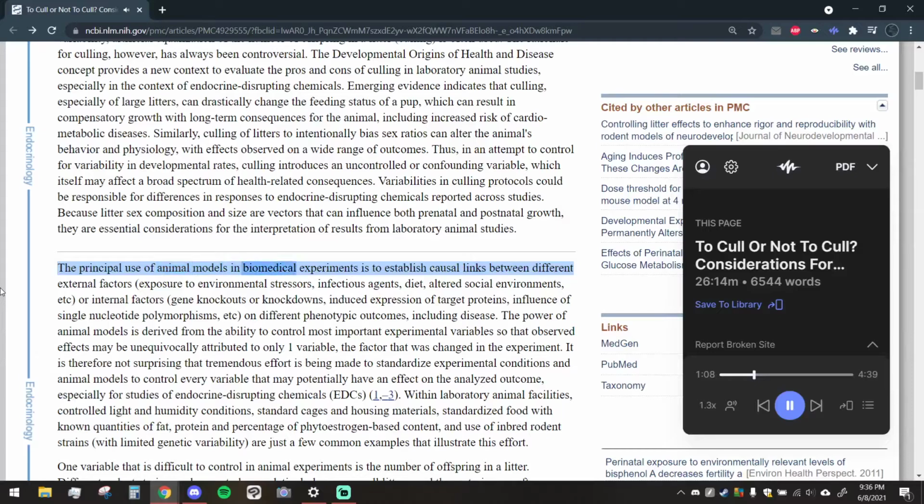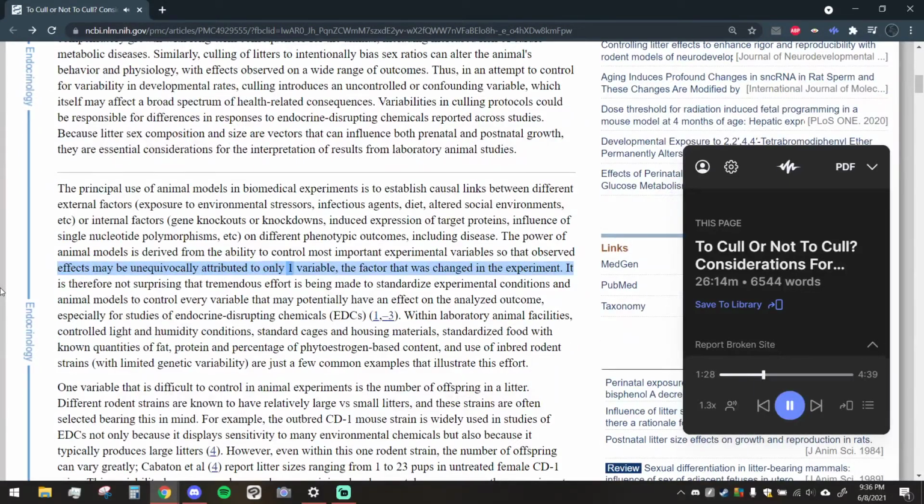The principal use of animal models in biomedical experiments is to establish causal links between different external factors (exposure to environmental stressors, infectious agents, diet, altered social environments, etc.) or internal factors (gene knockouts or knockdowns, induced expression of target proteins, influence of single nucleotide polymorphisms, etc.) on different phenotypic outcomes, including disease. The power of animal models is derived from the ability to control most important experimental variables so that observed effects may be unequivocally attributed to only one variable, the factor that was changed in the experiment. It is therefore not surprising that tremendous effort is being made to standardize experimental conditions and animal models to control every variable that may potentially have an effect on the analyzed outcome, especially for studies of endocrine-disrupting chemicals, EDCs, 1-3.